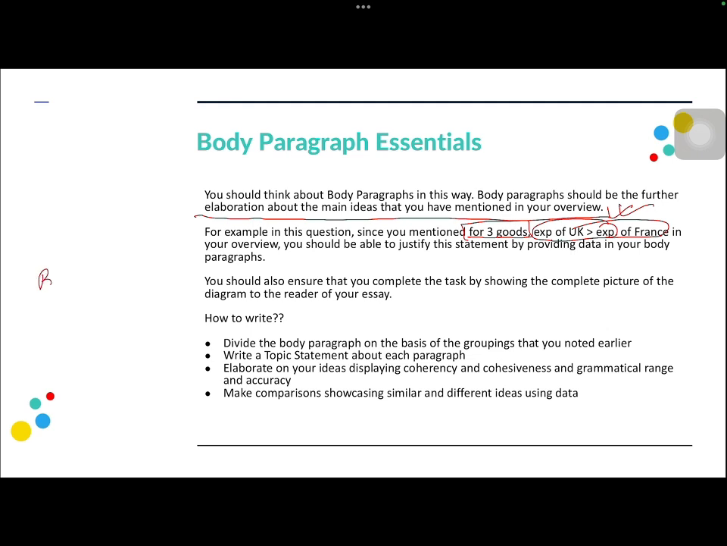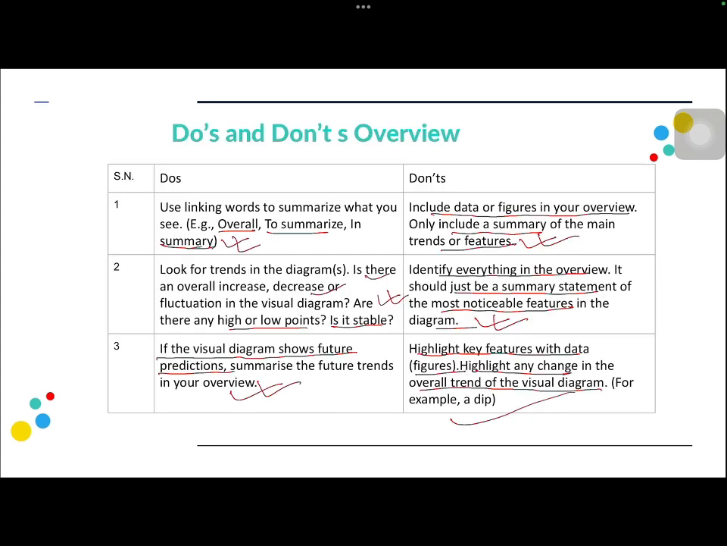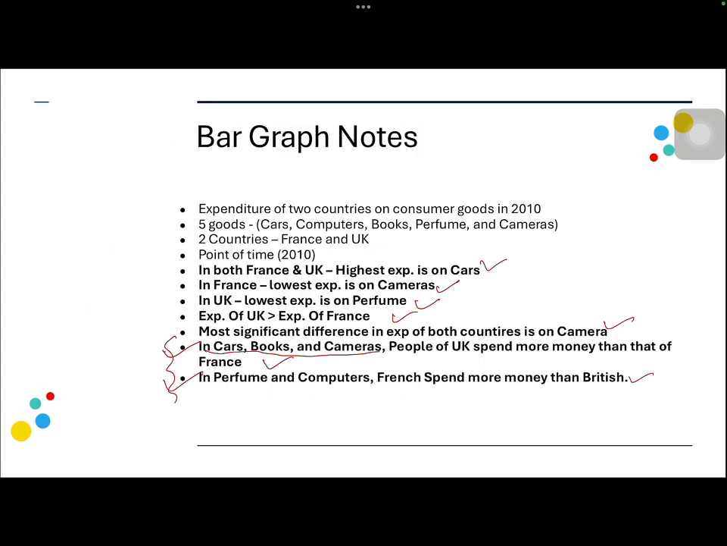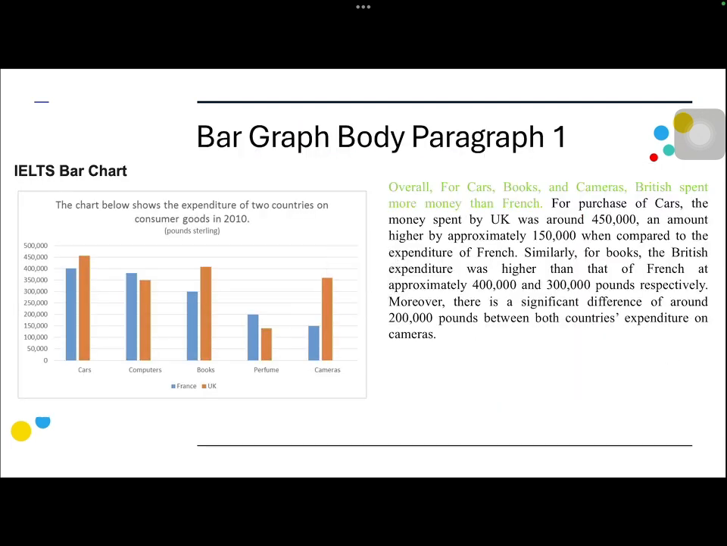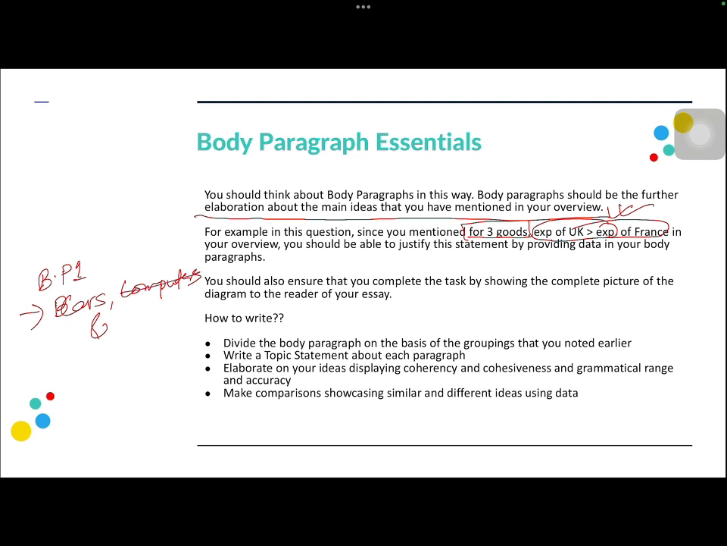So now in body paragraph 1 we are going to talk about cars, books and cameras, so let us go back to the question once again. In cars, books and cameras, people of the UK had spent more money, right? So we are going to talk about this in body paragraph 1. In body paragraph 2, we are going to talk about the remaining, which are computers and perfume, right?